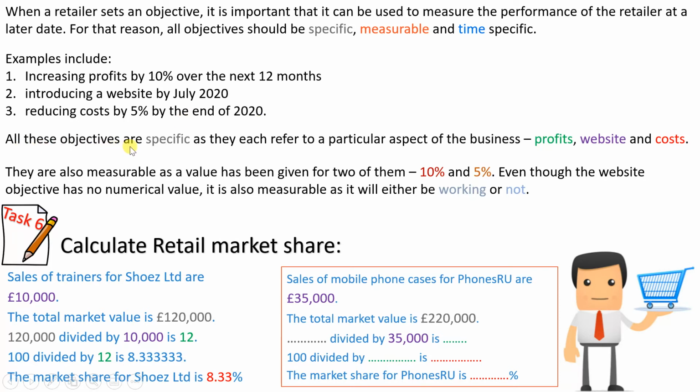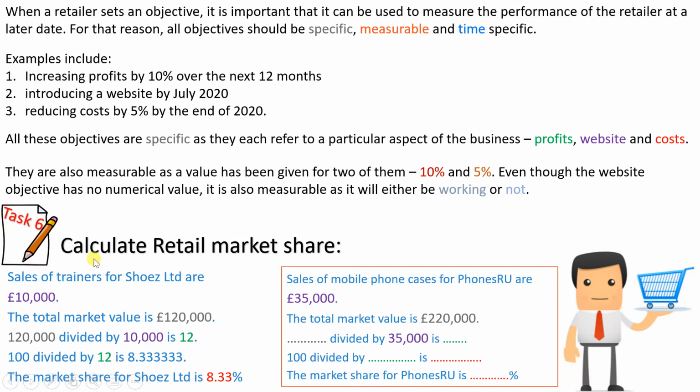All these objectives are specific as they refer to a particular aspect of the business: profits, website and costs. They are also measurable as the value has been given for 2 of them, 10% and 5%. Even though the website objective has no numerical value, it will also be measurable as it will either be working or not. You'll either see the website or you won't have the website, therefore you know whether you've achieved it.